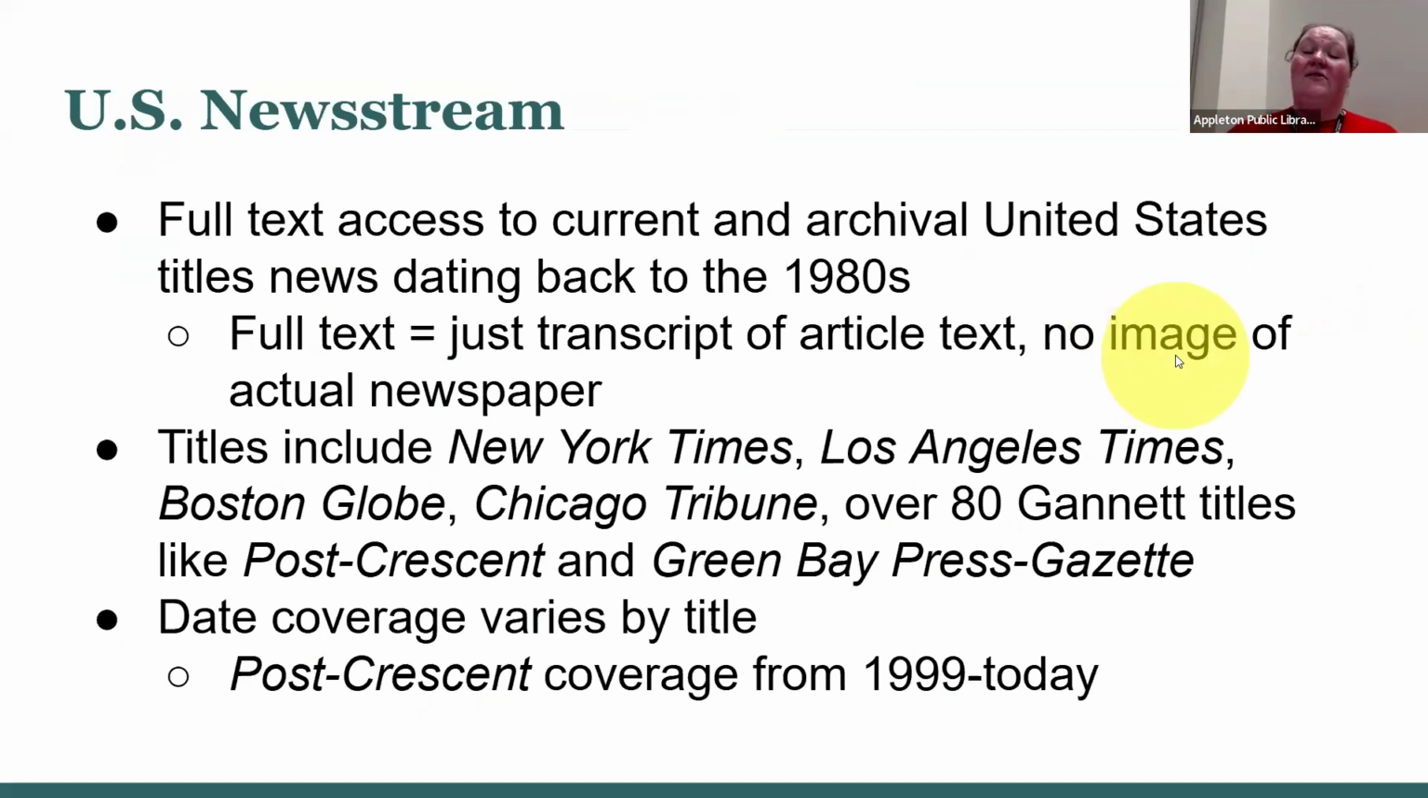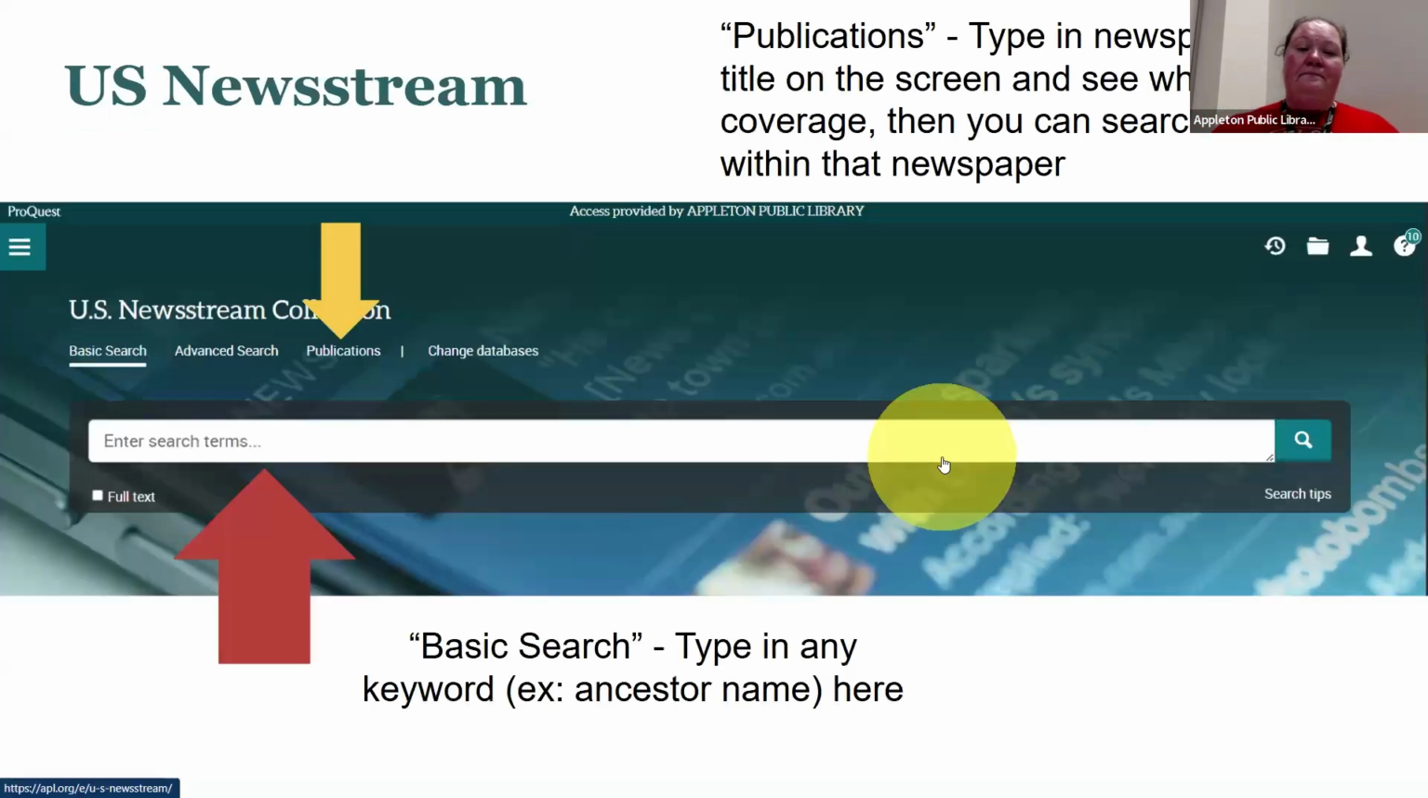Again, a lot of big titles. So New York Times, Los Angeles Times, Boston Globe. But the great part for us locally is it's got over 80 Gannett titles, like the Post-Crescent, like the Green Bay Press-Gazette, so local titles. But the coverage, again, is going to vary by the specific title. So for example, for Post-Crescent, they only have it on there from 1999 to actually today's newspaper. You can actually see what articles from today are in the newspaper right on this database.